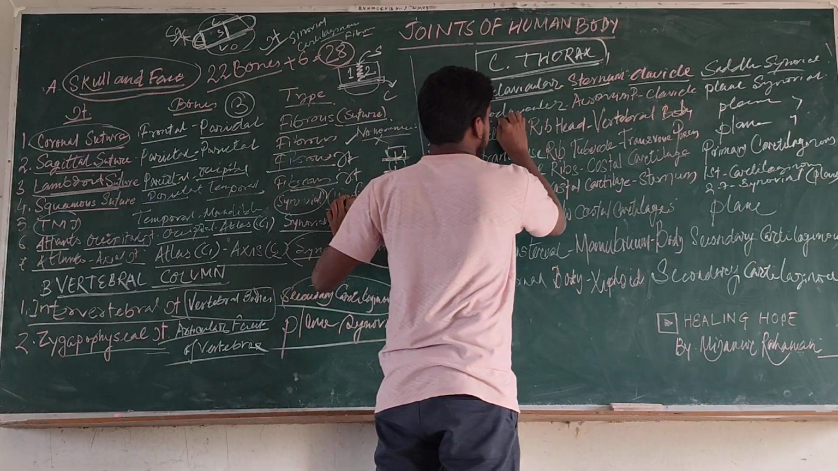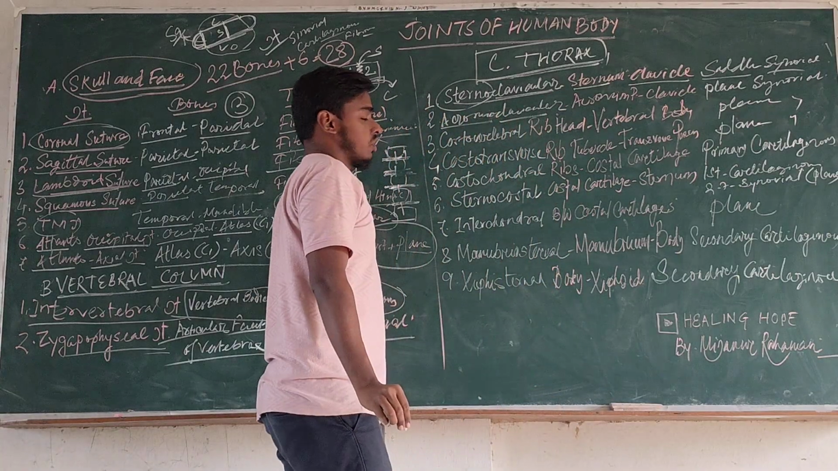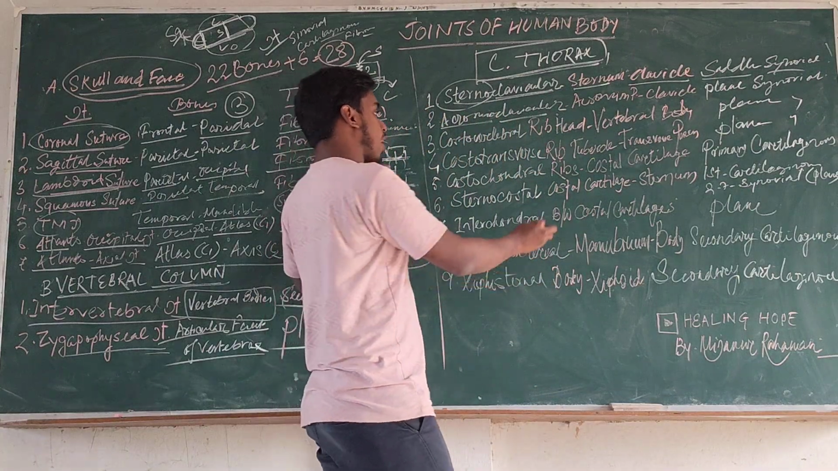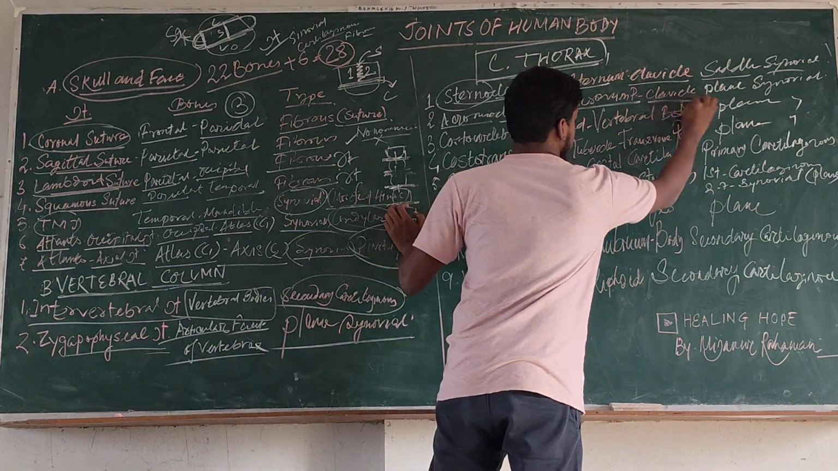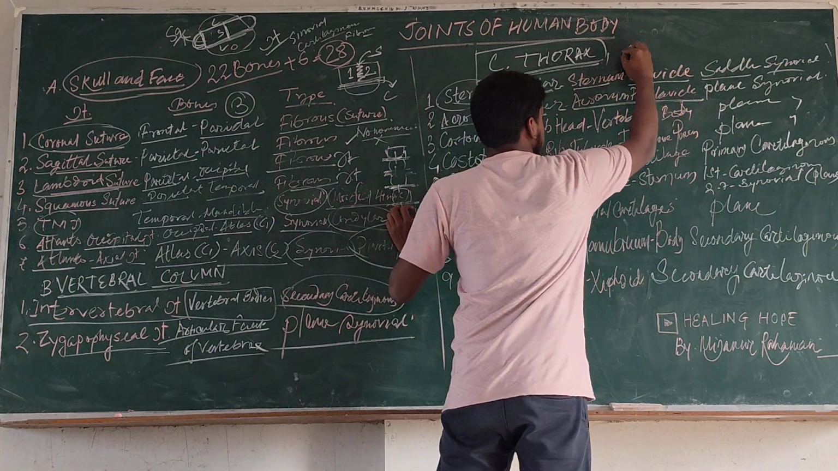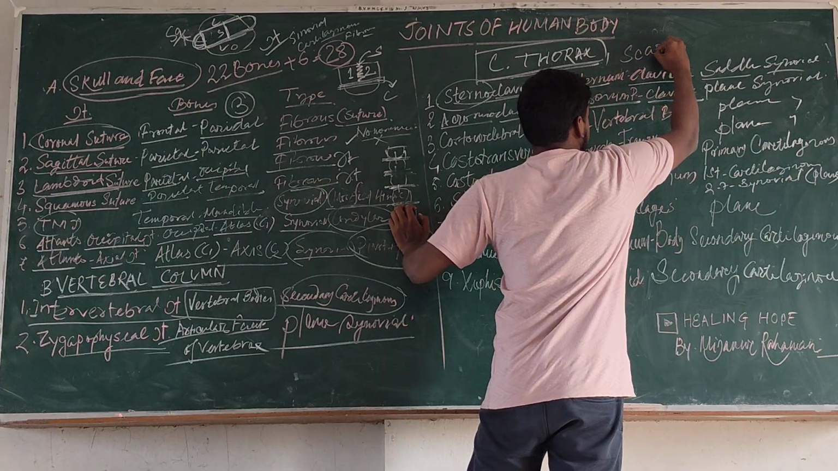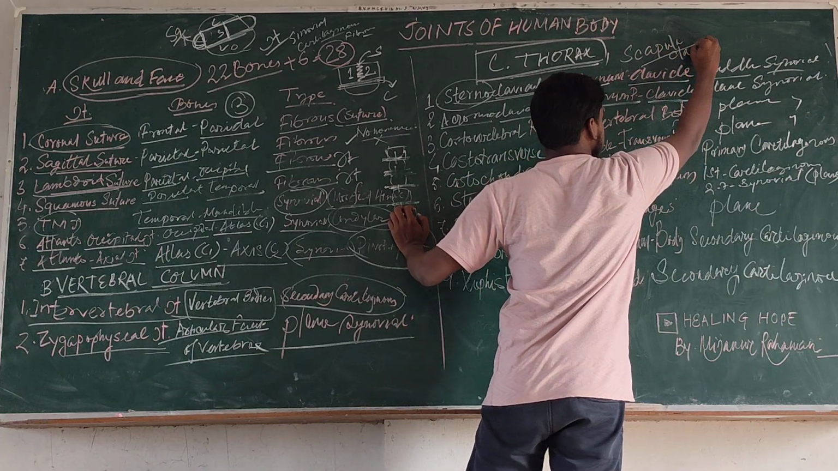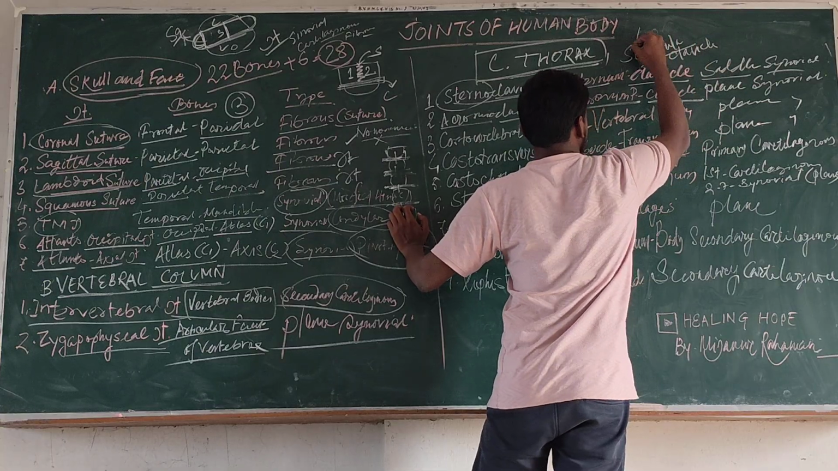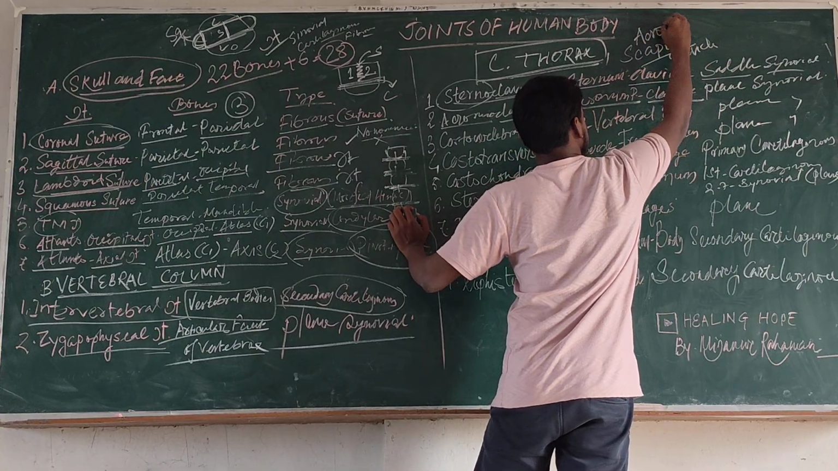Then acromioclavicular joint. This joint is formed by the acromion process of the scapula and the clavicle. So the joint is between scapula and clavicle. And in case of scapula, the acromion process.